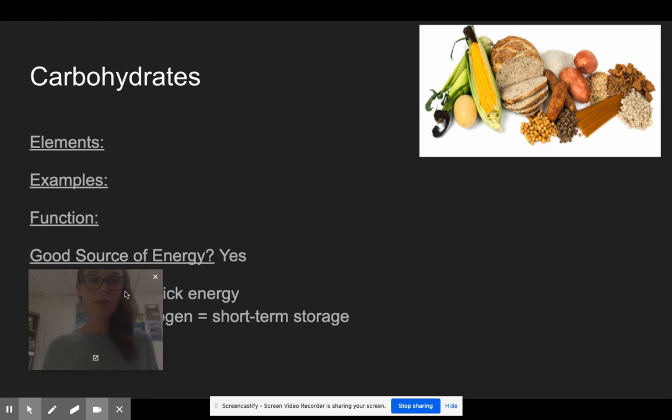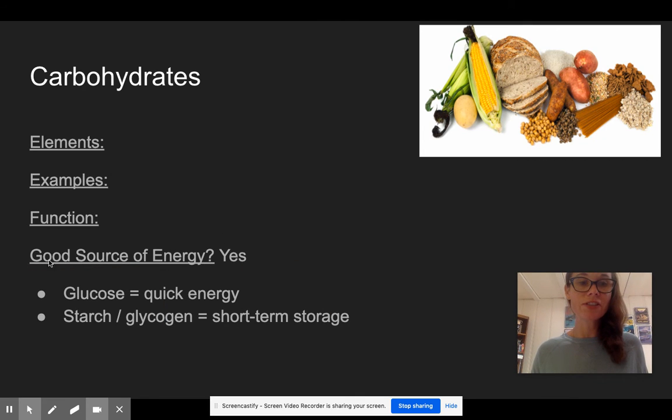All right, so are carbohydrates a good source of energy? This is the last thing if you're taking notes that you might want to write down. The answer is definitely yes. And in particular, glucose is quick energy for your cells. It's what your cells actually use for energy. And again, we'll learn more about that next week. And then starches and glycogen are short-term storage.